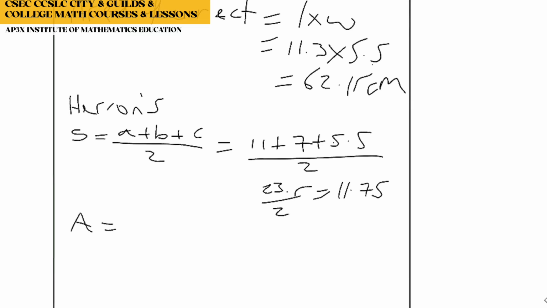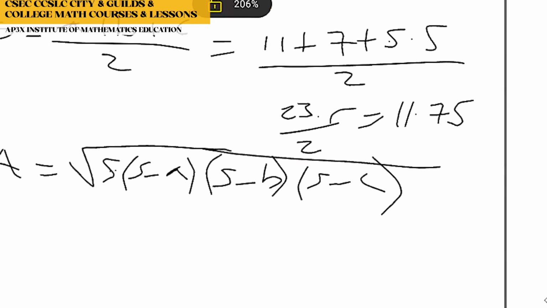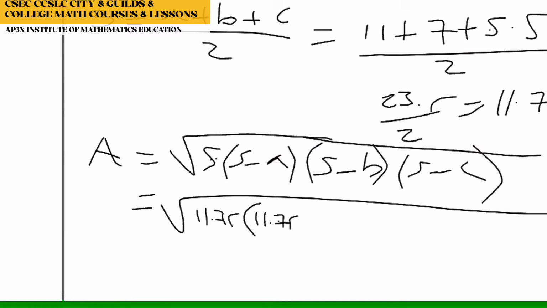which is A is equal to the square root of S, bracket S minus A, S minus B, S minus C. All right, so by plugging in those values in their respective position, we know that S becomes the square root of 11.75, open bracket, 11.75, take away 11, pardon me.